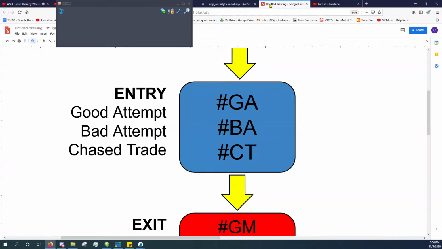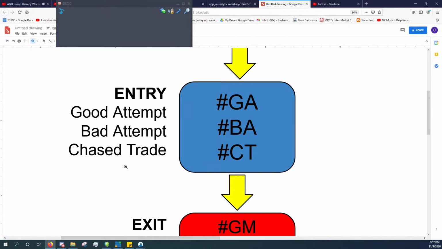Okay, so I have good attempt, bad attempt, and I chase the trade. Sometimes I'll miss the entry and I'll chase it a bit. I want to know how badly that affects me. Are these chasing the entries messing me up badly, or can I kind of get away with it? So I want to know how I perform on these entries. Am I hitting like shit, or am I taking good attempts? What do the specific stats look like on this hashtag pairing?